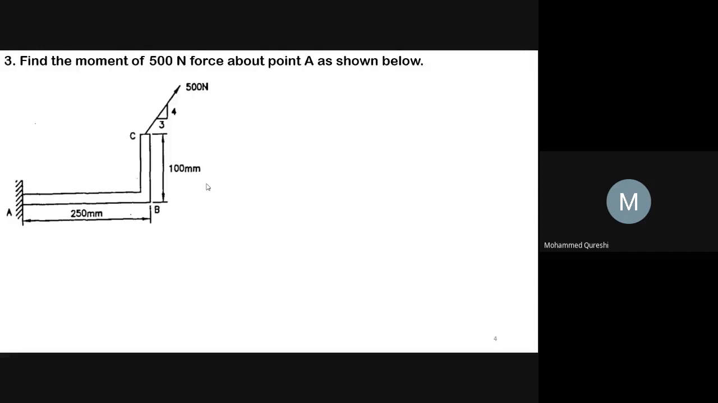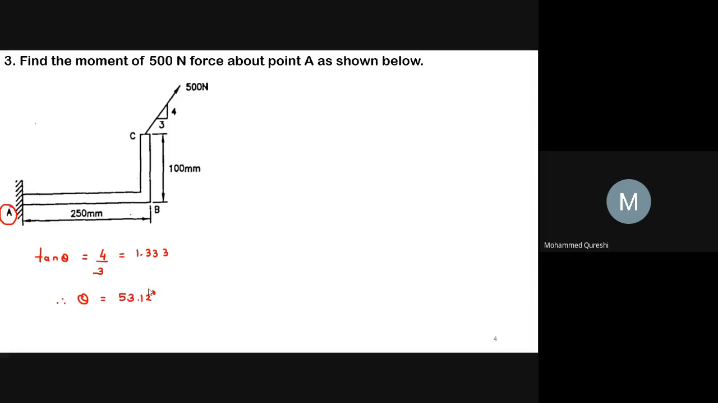Now we will go for the third example. As in the given data, it is given that find the moment of 500 Newton force about point A. We have to find the moment about point A. And for the 500 Newton force, one slope is given. So firstly, we will go for tan theta equals to 4 by 3. This will be equal to 1.333. Therefore, our theta will be equal to 53.12 degree.